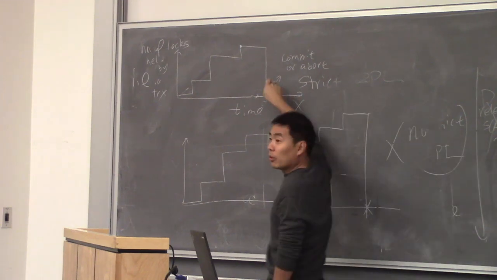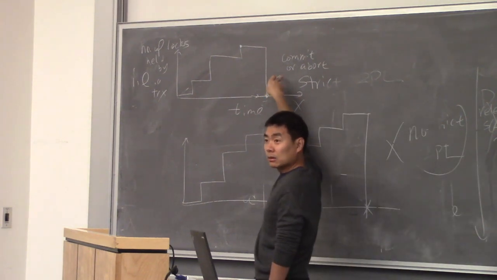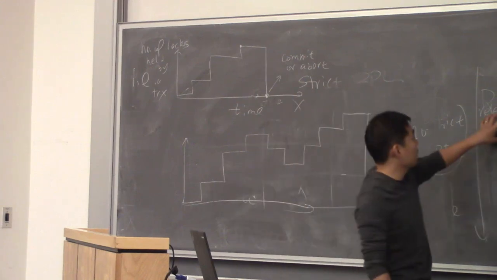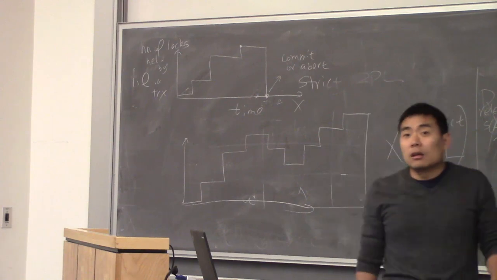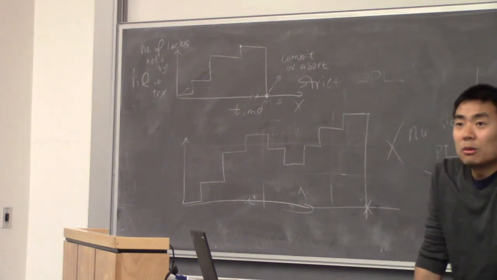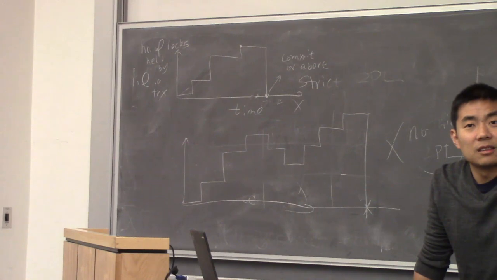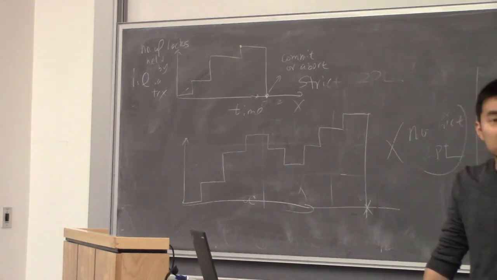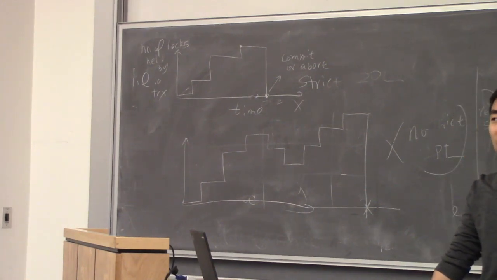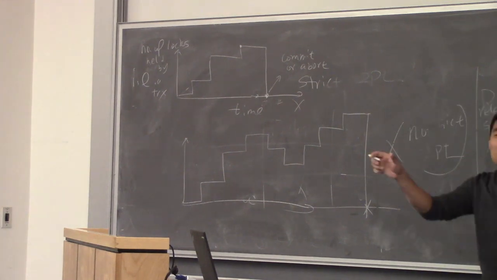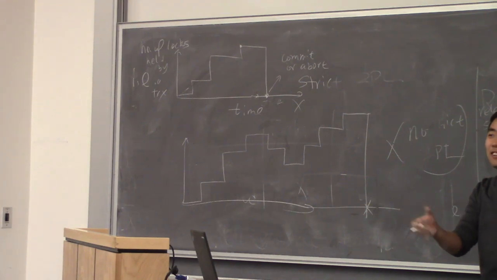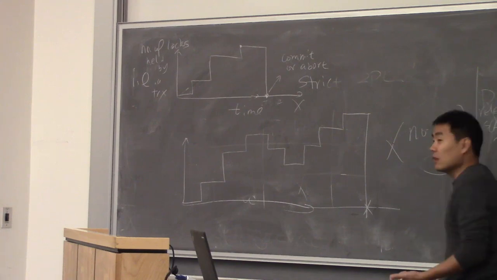Strict two-phase locking must always be something like this. You cannot release a lock in the middle. You may wonder why that's the case. Well, before we talk about why, let me introduce another concept. There must be a reason people put strict before two-phase locking, right? Because there is non-strict two-phase locking, or simply two-phase locking. So what is non-strict two-phase locking?